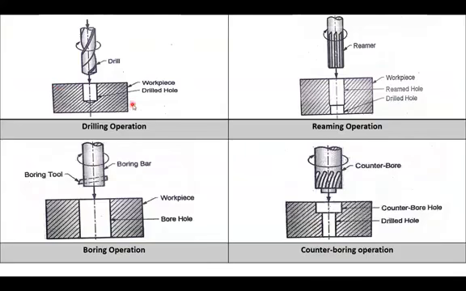So here we can see the diagrams as well. The first operation is the drilling operation, creating a hole inside the workpiece. Reaming operation for finishing the previously drilled hole. Boring operation for enlarging the previously drilled hole. Counterboring operation providing a flat recess onto the previously drilled hole.